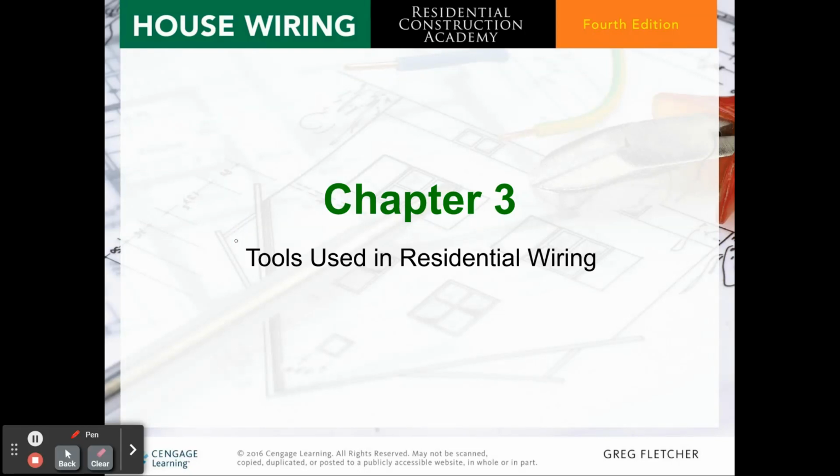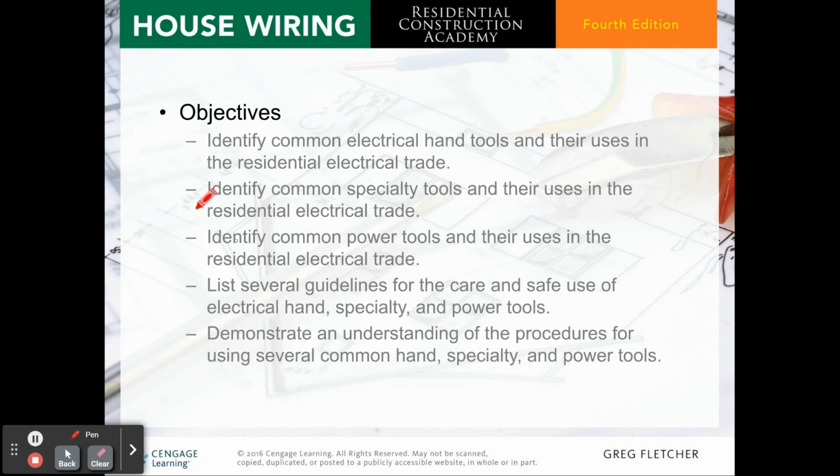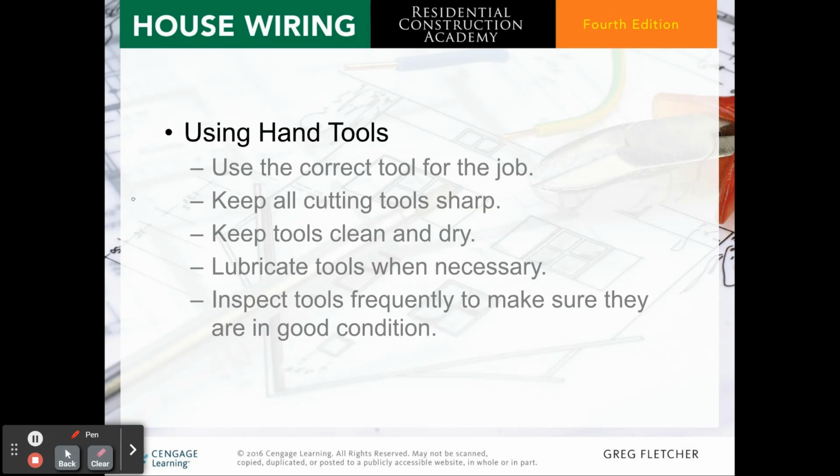Today we'll go over Chapter 3, Tools Used in Residential Wiring. Some of the objectives are to identify common electrical hand tools and their uses in the residential electrical trade, identify common specialty tools and their uses in the residential electrical trade, identify common power tools and how they're used, and list several guidelines for the care and safe use of hand, specialty, and power tools. You'll also demonstrate an understanding of the procedures for using several common hand, specialty, and power tools.